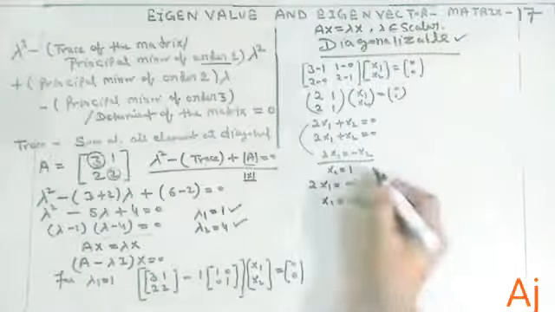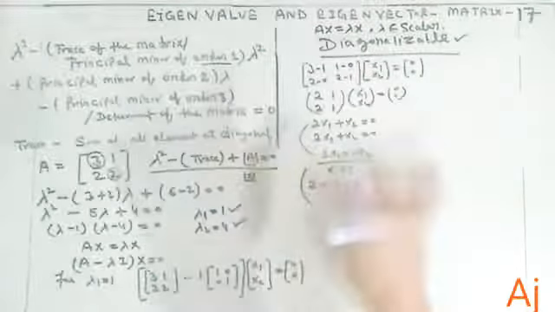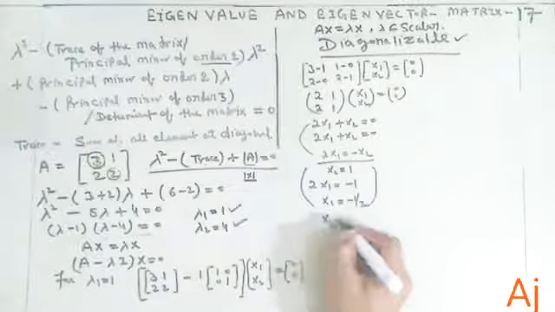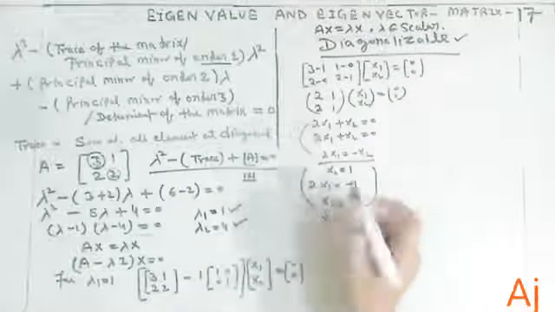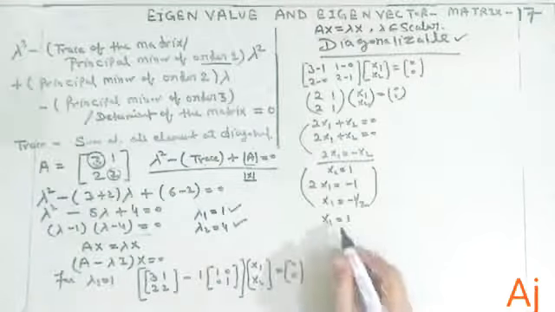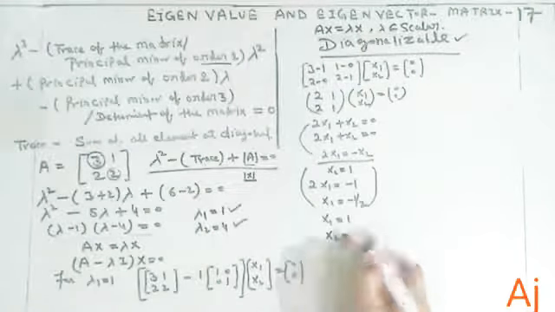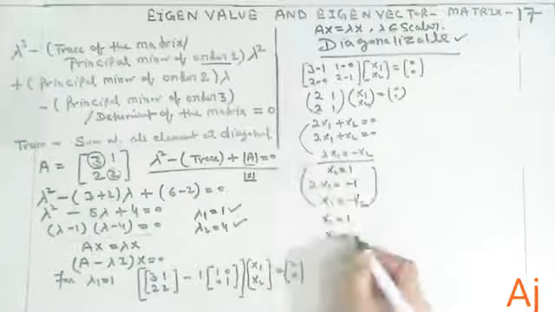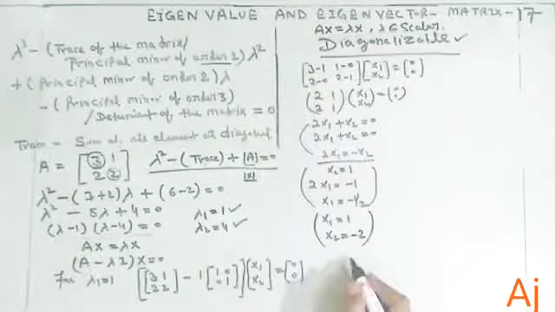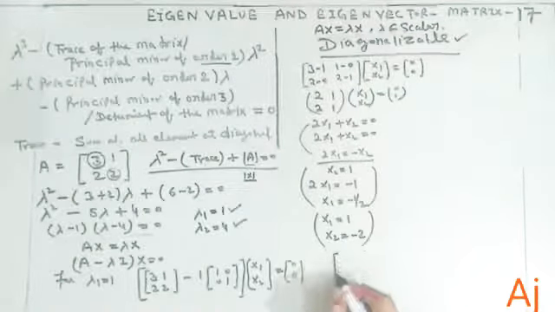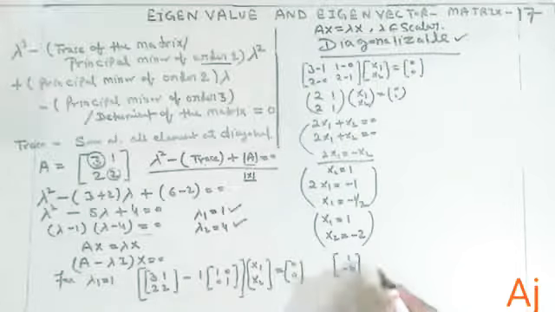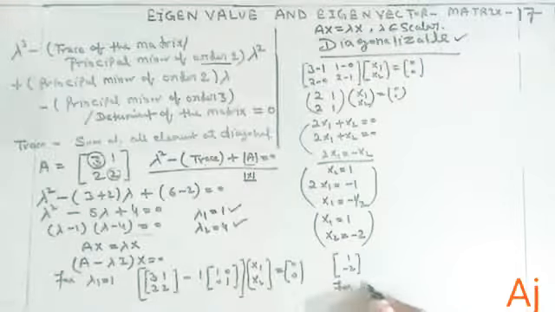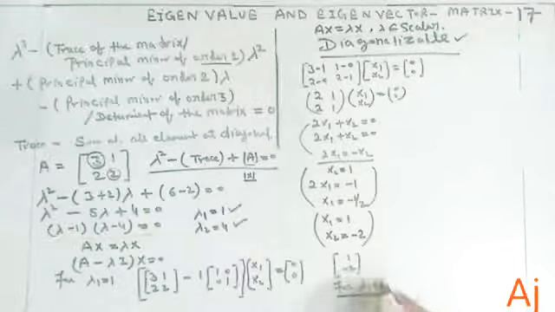Suppose you are taking another value. Suppose I am taking x1 is equal to 1. It's totally dependent on you. So suppose I am taking x1 is equal to 1, then you will get x2 is equal to 1 into 2, but it is minus 2. So this is the eigenvector. This eigenvector 1 and minus 2 is for lambda 1 is equal to 1.